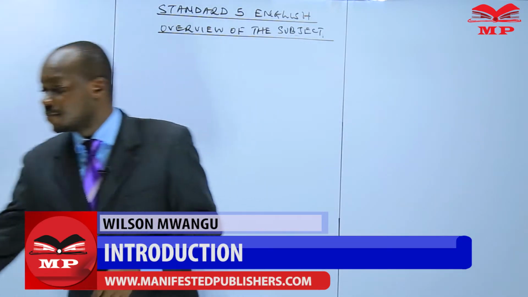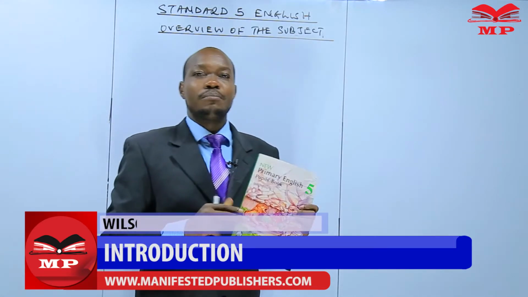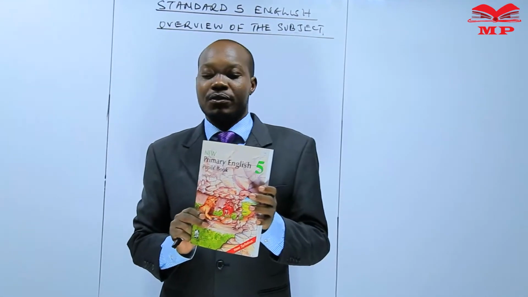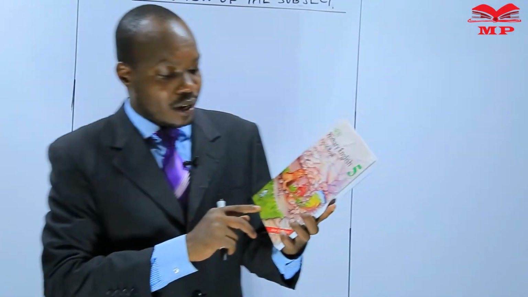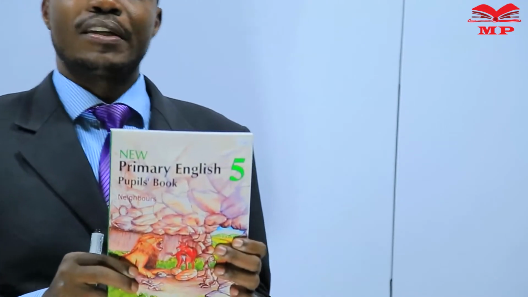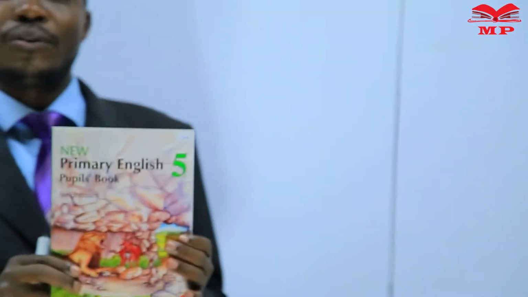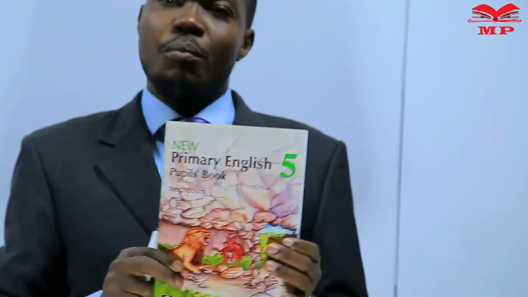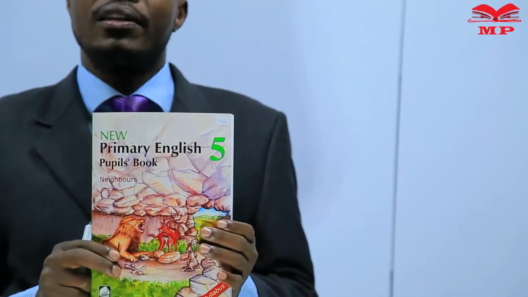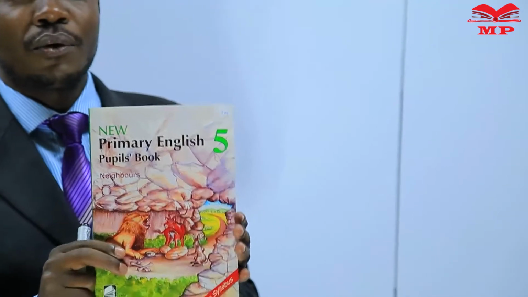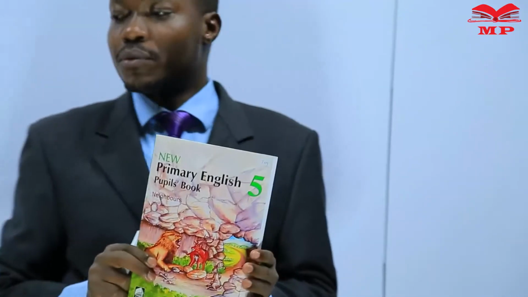In class 5, we are using this book as your main course book for English. It is by Jomo Kenyatta Foundation. So whatever you're going to learn will be basically from this book. So I want to urge you to get a copy of this book. And in case you don't have, please parents, get your child this copy. We're going to use this book. We're going to get our homework from this book.